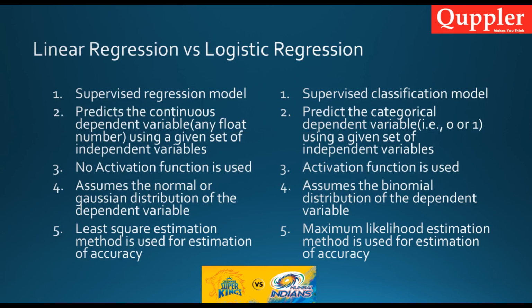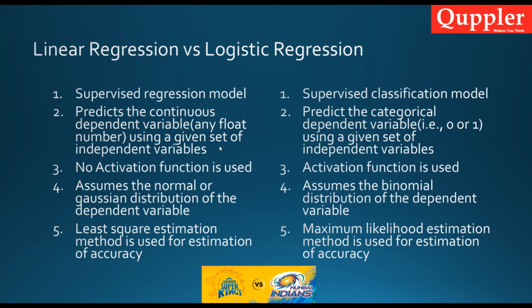Let's see the difference between linear regression and logistic regression. Linear regression is always a regression model, whereas logistic regression is always a classification model. Linear regression always predicts the value based on a continuous dependent variable, whereas logistic regression always predicts a categorical or discrete dependent variable that would be either 0 or 1.